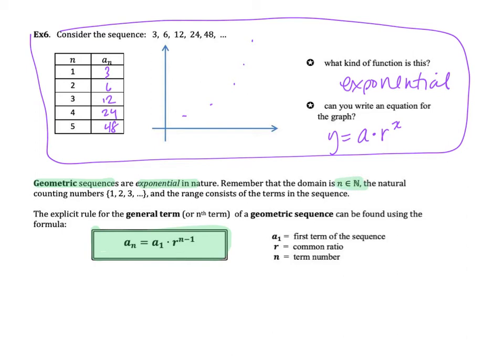Their domain is all the natural numbers, which are the counting numbers. You plug in a 1, you get the first term, plug in a 2, you get the second term, plug in an n, you get the nth term. a sub 1 stands for the first term of the sequence, r stands for common ratio, n stands for the nth term. We're still using the letter a, so sorry, a does not stand for arithmetic. It's arithmetic or geometric, so a sub n is just the nth term, a sub 1 is the first term, and r to the power of n minus 1. That's your combo.